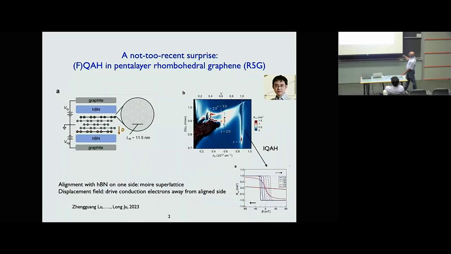So the phase diagram is a function of displacement field and density, something that you saw in many talks. There is an integer quantum anomalous Hall state at filling 1 of the Moiré lattice. And as you go down, in this first experiment, they saw a sequence of fractional quantum anomalous Hall states. There's the data on the integer state. You see nice hysteresis and quantization and so on and so forth. Okay?